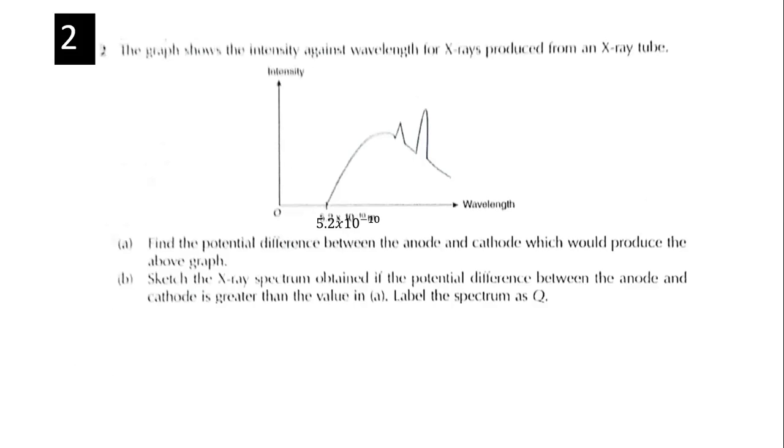Graph shows the intensity against wavelength for X-ray produced from the X-ray tube. Find the potential difference between the anode and cathode which will produce the above graph. Sketch the X-ray spectrum obtained if the potential difference between the anode and the cathode is greater than the value in A. Label the spectrum Q. Okay. How to calculate? What formula to use?